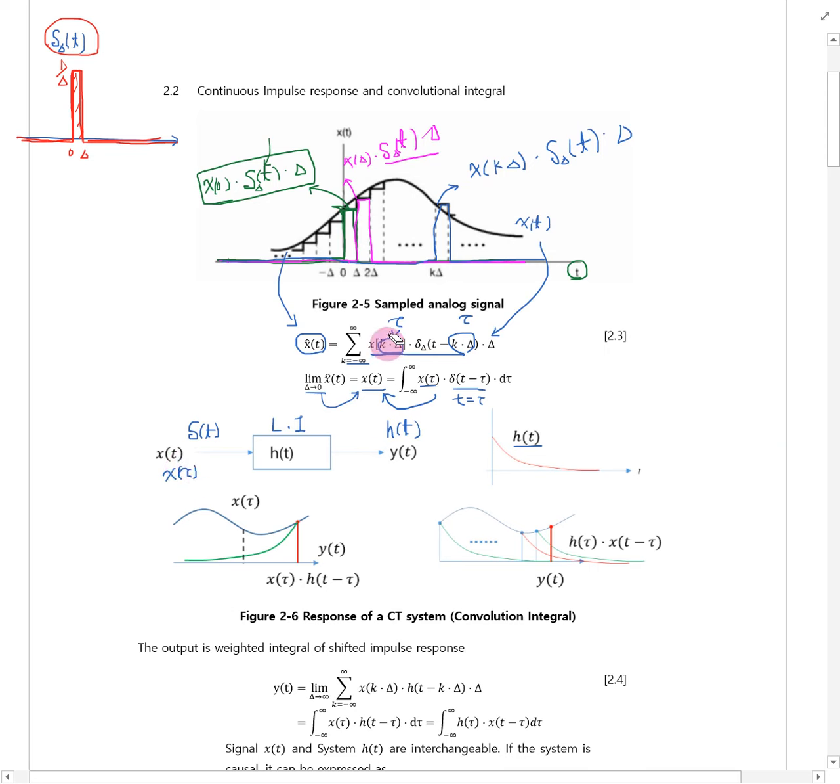This is x(tau). And this is the scale factor for the delta function. The delta function is time shifted, t minus tau. So we scaled and shifted, but the system is linear and time invariant. Then if we apply this input to the system, the output will be x(tau), the scaling factor, times h(t minus tau).